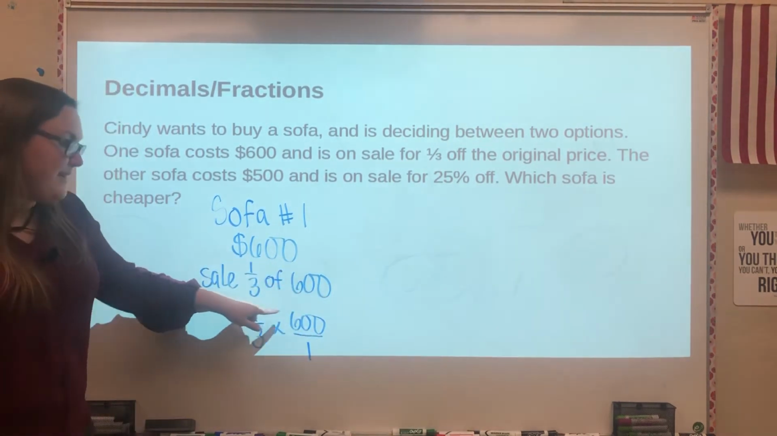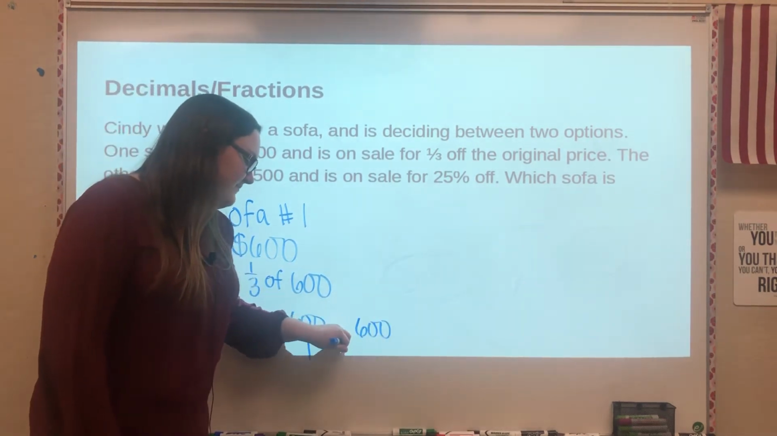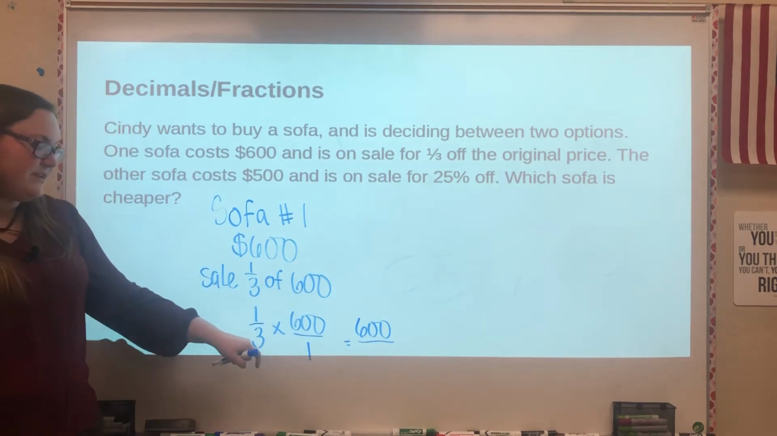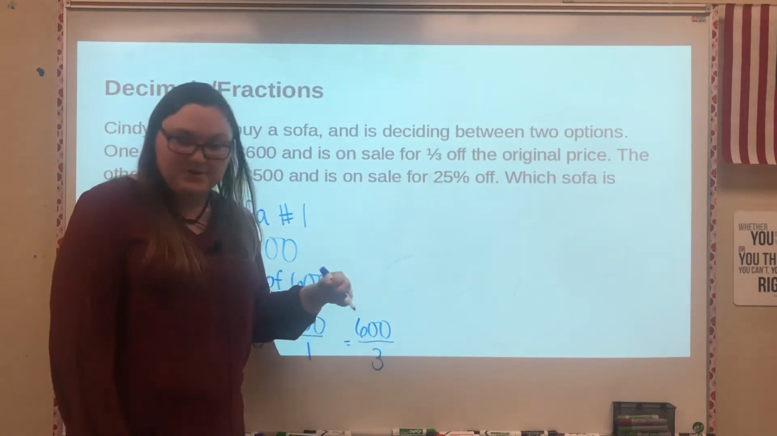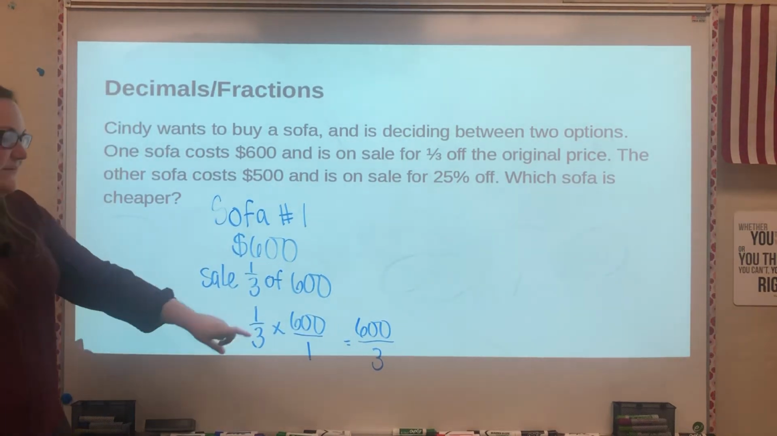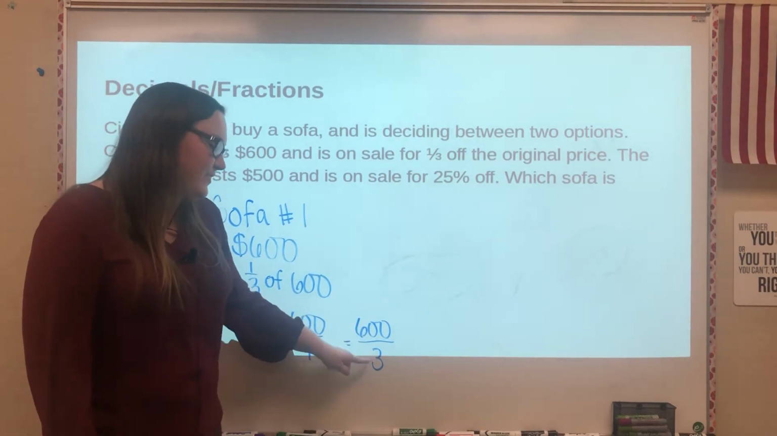So I'm going to multiply my two numerators together, which gives me 600. And then I'm going to multiply my two denominators together. So 3 times 1 gives me 3. After that, all we have to do is simplify. Now to simplify, you are looking for a common number that you can divide both of these by.